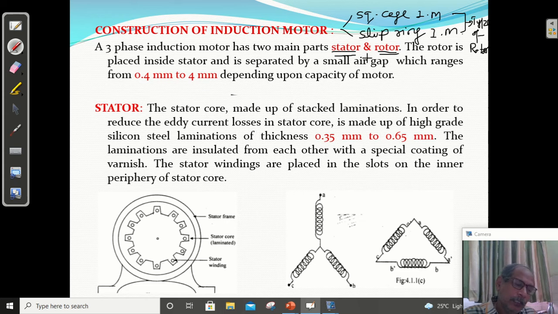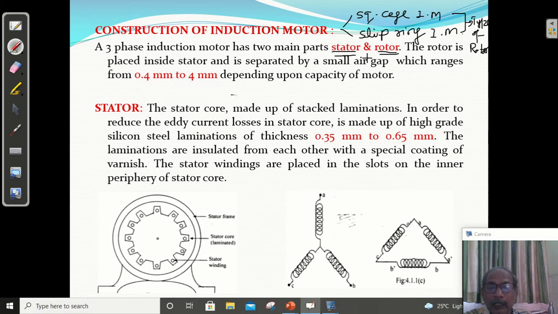Actually, if you say what are the parts of induction motor, mainly you can say we have the electrical part, second is the mechanical part, third is the insulating part. We are not talking theoretically. अगर आपको syllabus में आता है, if an examiner or interviewer asks what are the parts of an induction motor, you can say simply two parts: stationary part called as stator, rotating part called as rotor. Okay. Now the rotor is placed inside the stator.